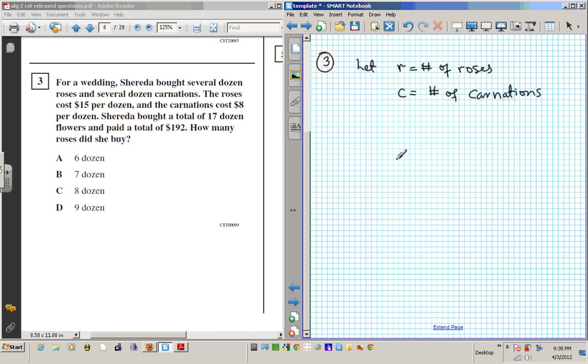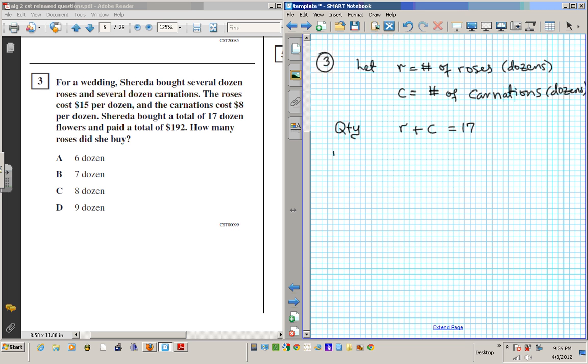All right, so let's see. The first equation has to do with quantity. So basically, R plus C is going to tell you the total number of flowers she bought. So she bought 17 dozen flowers. So R plus C is going to be 17. Note that when I say number of roses, we're talking dozens here, so please don't get confused. And number of carnations here, we're talking about number of dozens, multiples of 12. So R plus C equals 17, so R dozen roses plus C dozen carnations, 17 in all.